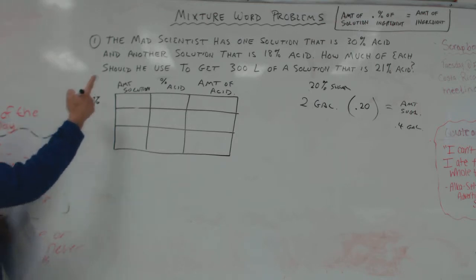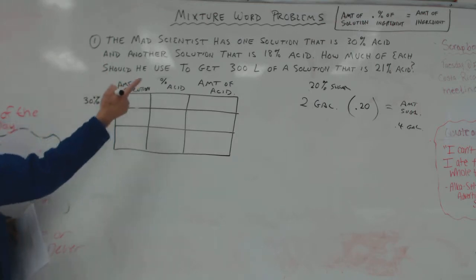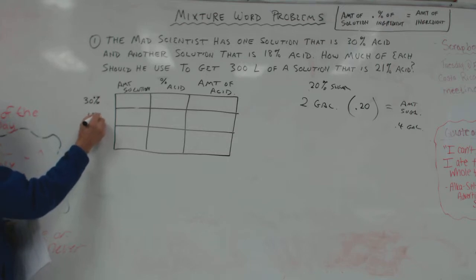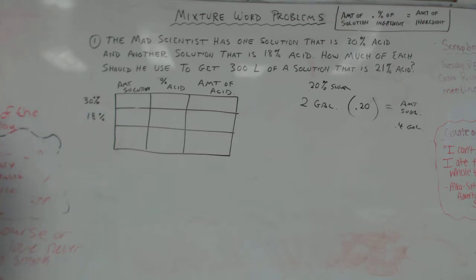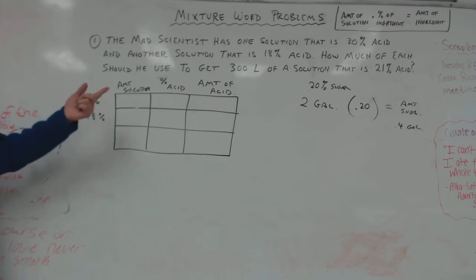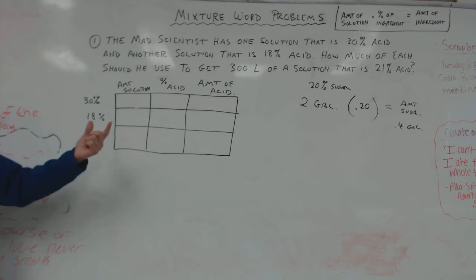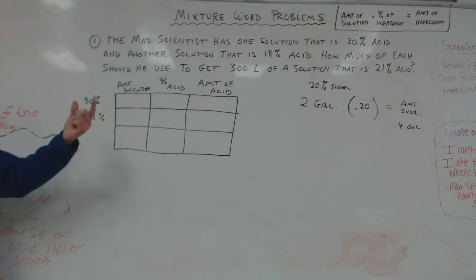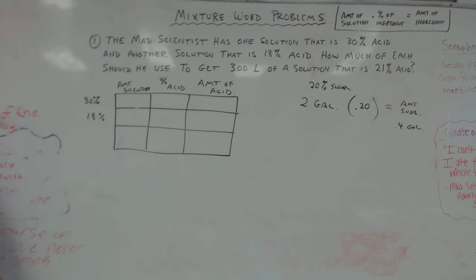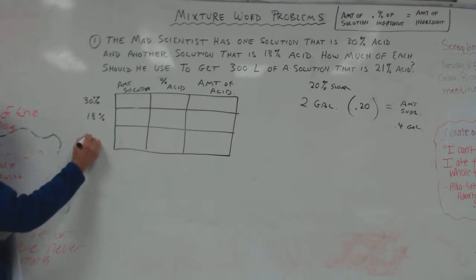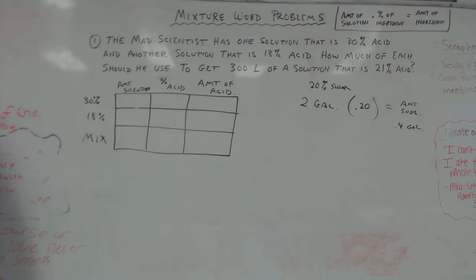30%, we got one that's 30%, and then the other one is 18%. That's my other solution, right? 18%. Now, what is the final thing, do you think? How much of each should he use to get 300 liters of a solution that is 21% acid? That's a mixture, right? He's mixing the two together. So your bottom row is a mix. Okay, that's my mixture.